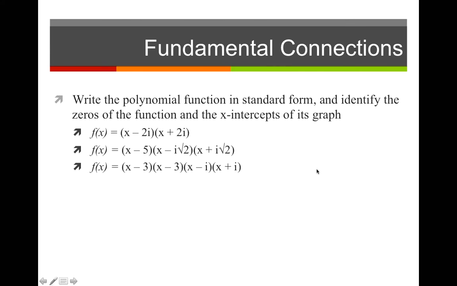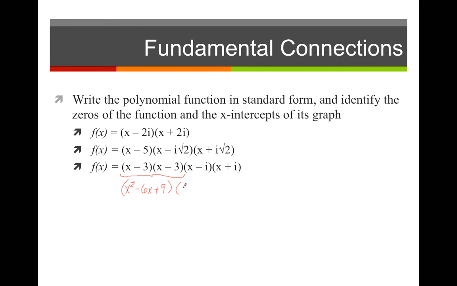And the same goes for this one. When you are looking at this particular problem, don't do the first one times the second one, then times the third one, then times the fourth one. Do them separately. Do the conjugate ones together. So I get x squared minus 6x plus 9.